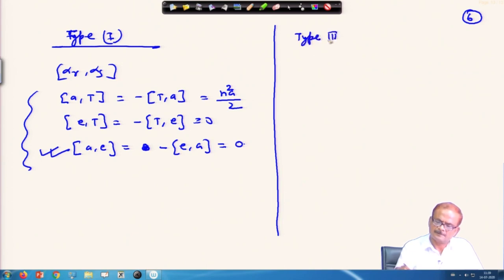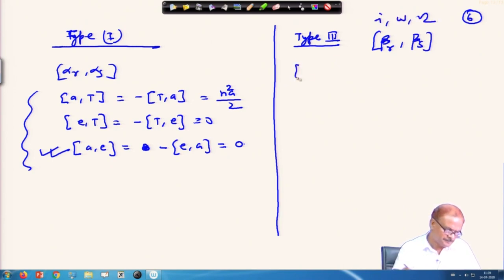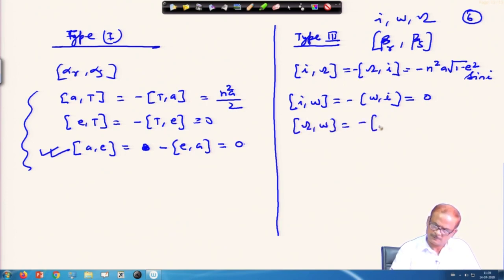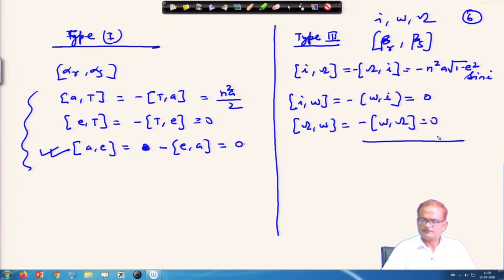And type 3, which is beta r, beta s, and this is related to i, small omega, capital omega. So, these brackets can be written as [i, Ω] minus... so, the number of brackets turn out to be 0. So, our case is simplified a lot. Okay. Thereafter, once we have evaluated these Lagrange brackets, now we can sit to solve for the Lagrange equation that we have written.